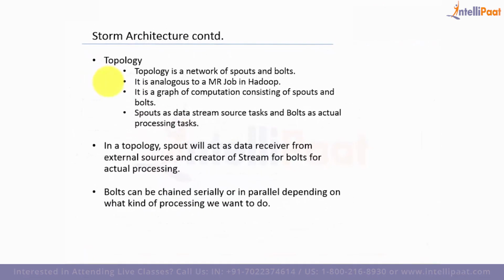Topology is another interesting aspect in the Storm architecture. Topology is a network of spouts and bolts. We have discussed that a spout is a stream, or an unbounded supply of tuples or data, and a bolt is a way to process it. A topology is a collection of both these things, or you can say a workflow. Earlier we have already discussed that topologies are analogous to the MapReduce jobs in Hadoop.